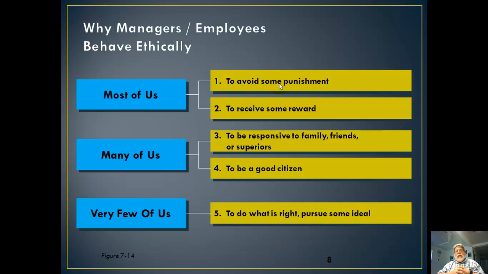Now, let's take a look at why managers and employees behave ethically. Most of us do it going back to Kohlberg's. Do you remember Kohlberg's model on the previous slide? One is we want to avoid punishment or to receive some reward. Yeah, this sounds cool to me. Now, the second one is to be responsive to family, friends, or superiors. That means we're not really worried about whether they're going to send me to the principal's office or something like that, or am I going to get fired or get a raise for doing this? Actually, it's about responsiveness, and it's to be a good citizen.